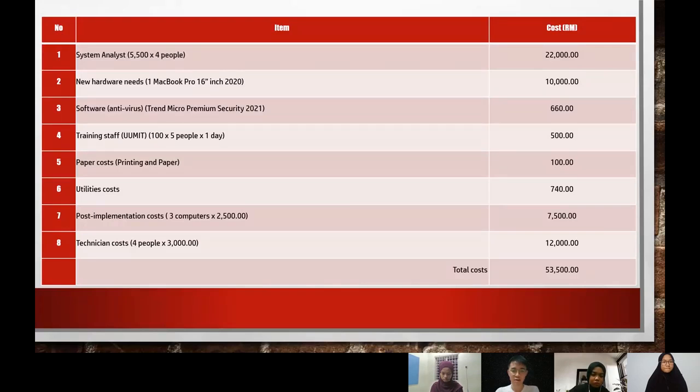3 computers at 2,500 each are included in the post-implementation cost to run the developed system. Lastly, the technician cost is about 12,000 ringgit because we will pay 4 people to install the computers and for other technical purposes, and the total cost is 53,500 ringgit.